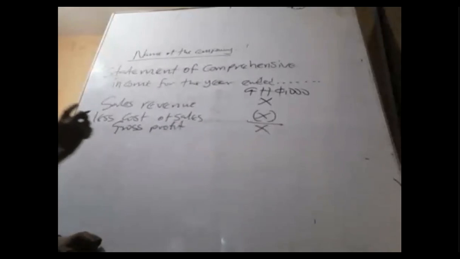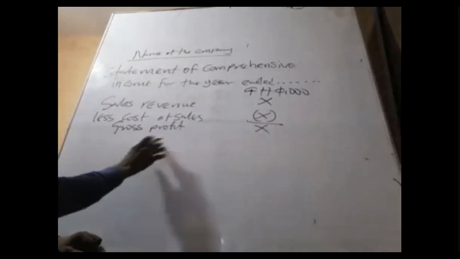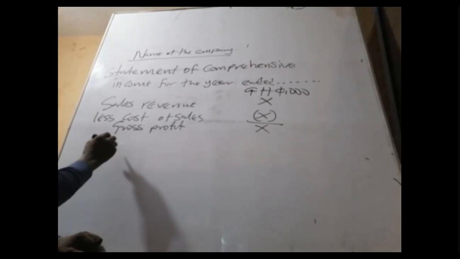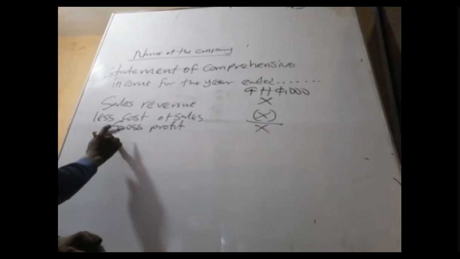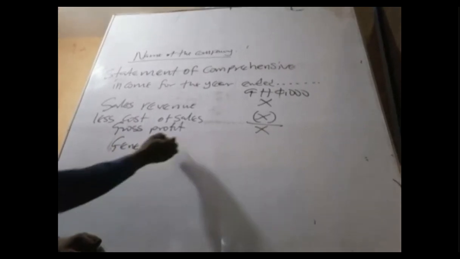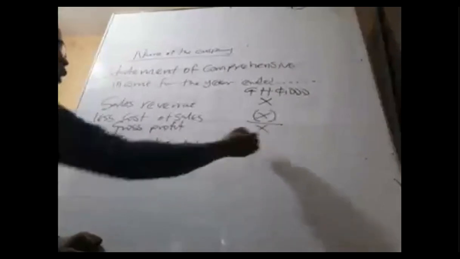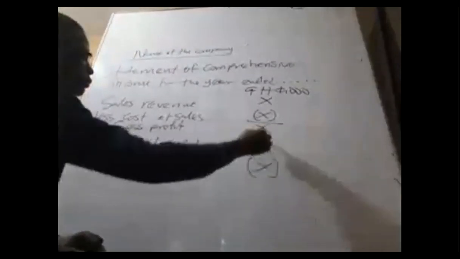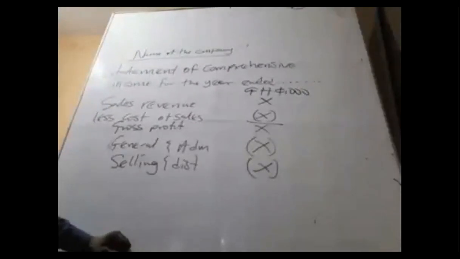Then the next line, please, this one I don't write. I'll probably allow you to write a certain one. You're supposed to write here general and admin expenses, maybe so much. Then you come here, selling and distribution expenses, also so much. Then you subtract it. This is what you're supposed to do.